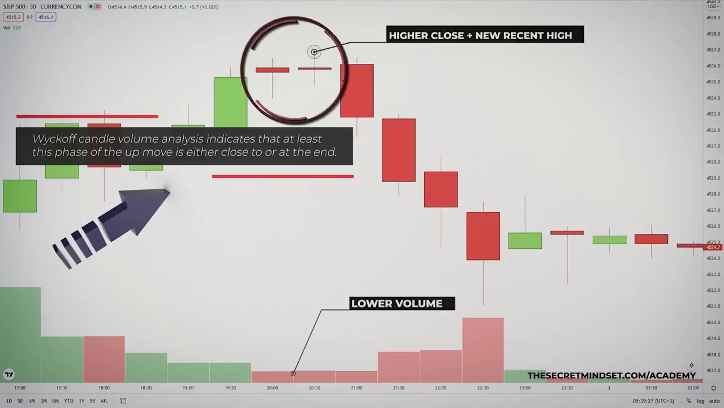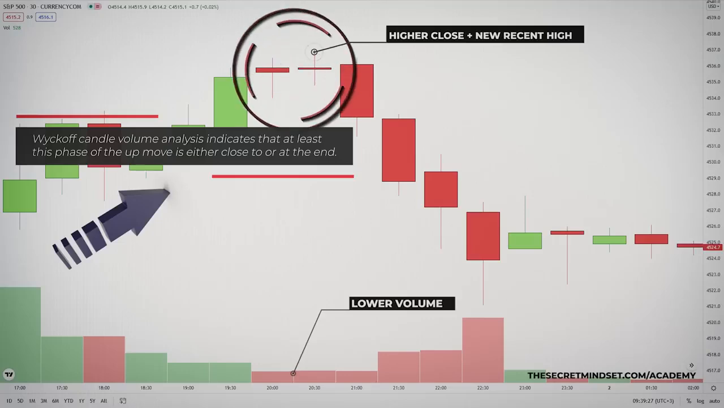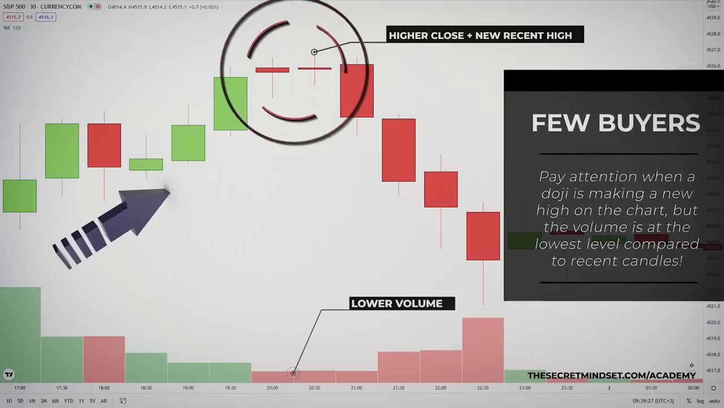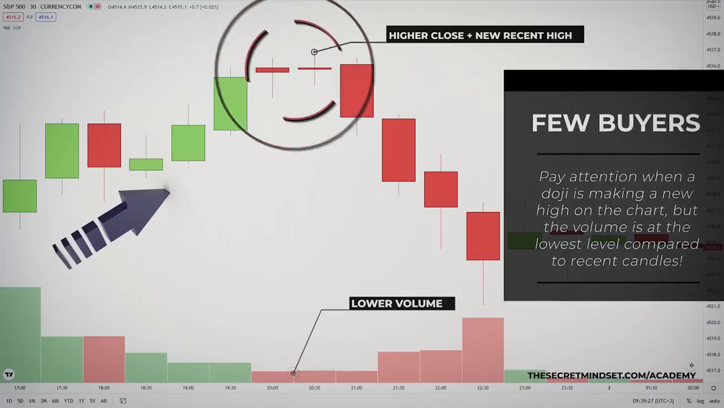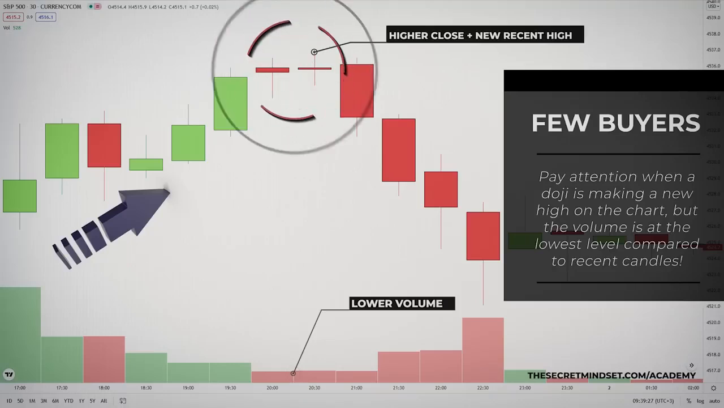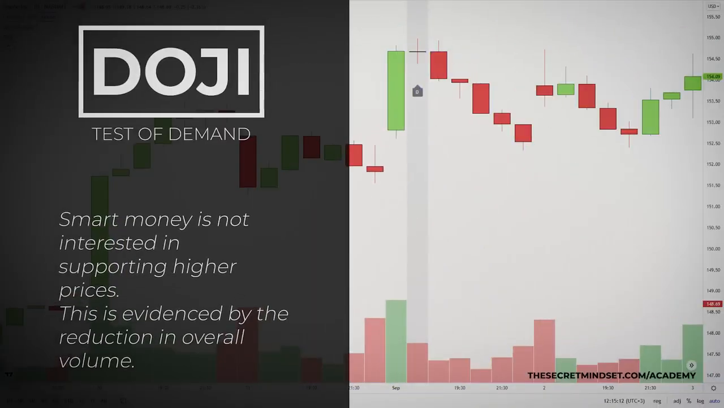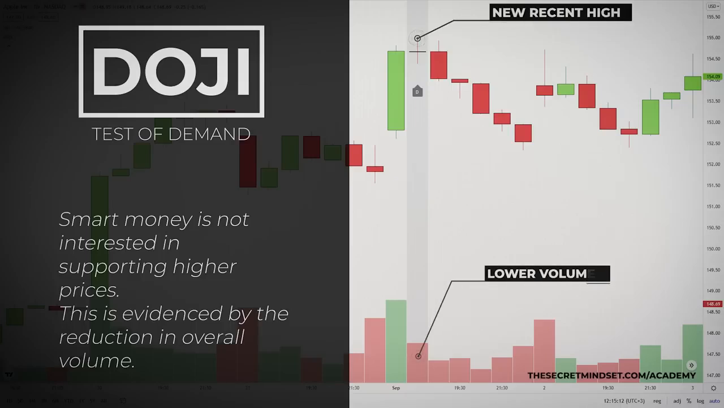Once again, notice how the volume gets lower as the 2 doji candles test for demand, but doesn't find interested buyers at these higher price levels. You can also see that each doji is making a new high on the chart, and the volume is at the lowest level. Several candles later, the market dropped aggressively. With this formation, it's important to understand that the smart money is not interested in supporting higher prices. This is evidenced by the reduction in the overall volume.